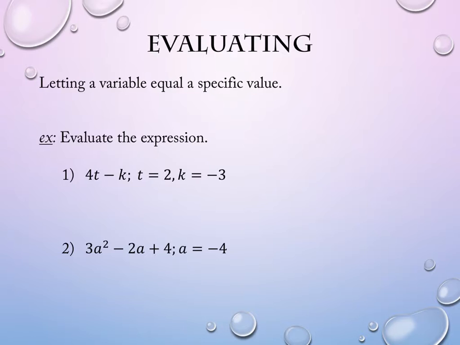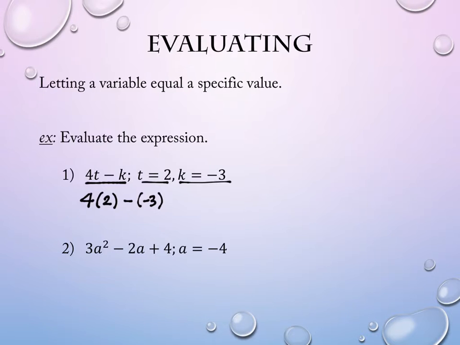So if we're going to evaluate this expression for number 1, we have values given for two variables listed in my expression. This is an expression, not an equation, because it doesn't have an equal sign. We can evaluate it for the variables t equals 2 and k equals negative 3. So we would take 4 times t, which is 2, minus, and then k is negative 3, so we need to do minus that negative 3.